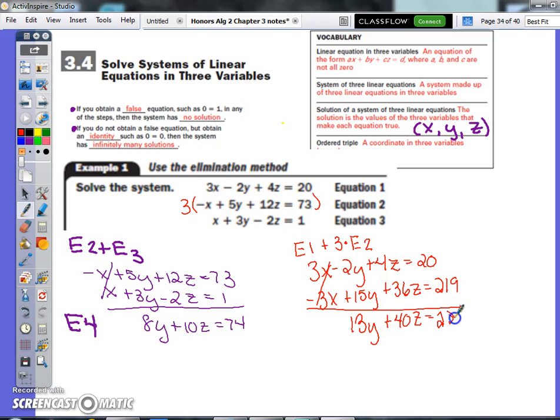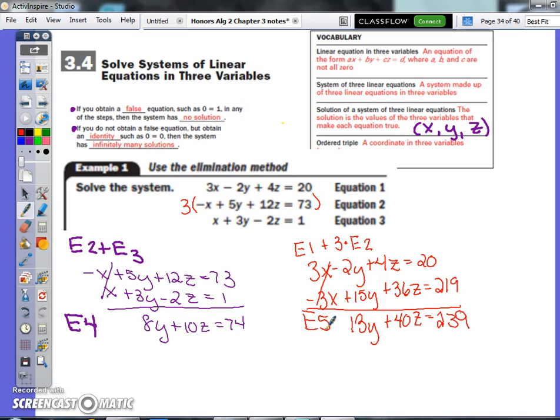Just stop and give me a second. Wow, still not what I wanted. There we go, 239. Now, which equation is this? This is equation 5.